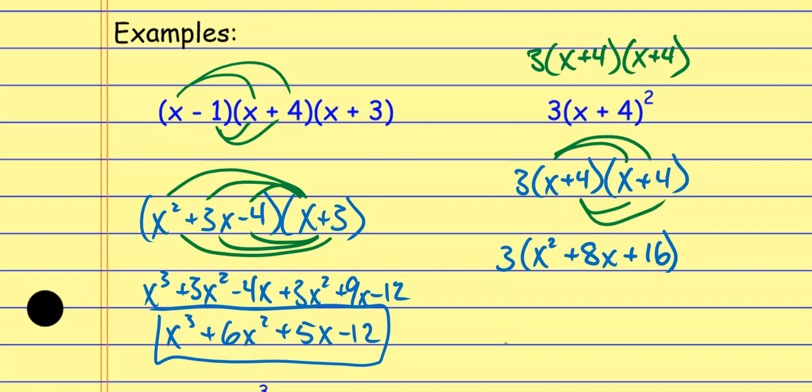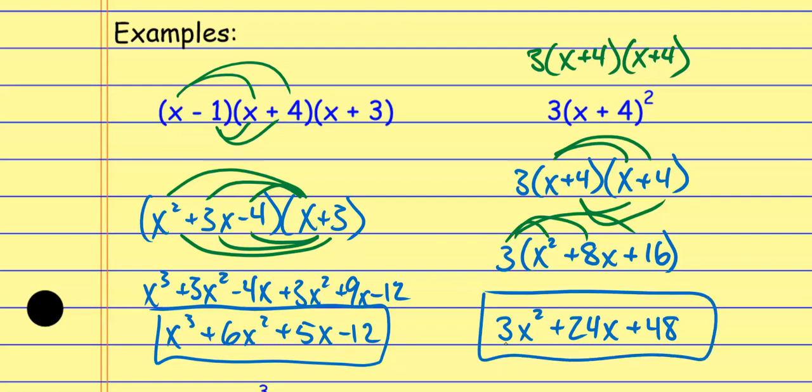X times 4 is a 4x. Here, 4 times x is a 4x. Together, it's an 8x, okay? And if you're not ready to do that step in your head, that's fine. You don't have to do that step in your head. Take it off to the side, write your 4 terms, combine like terms, okay? And now I'm going to distribute that 3 to each of these guys. This is just my regular distributive property. That's a 3x squared plus 24x plus 48. Okay? Done and done.